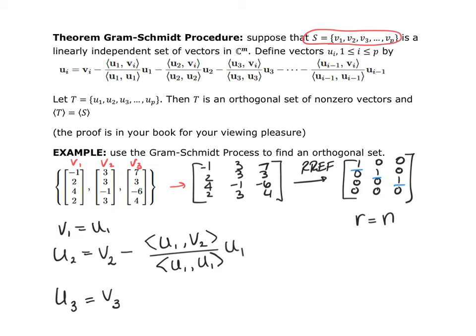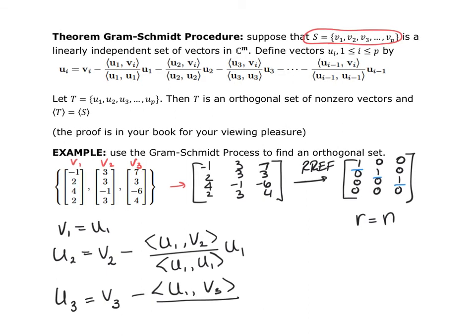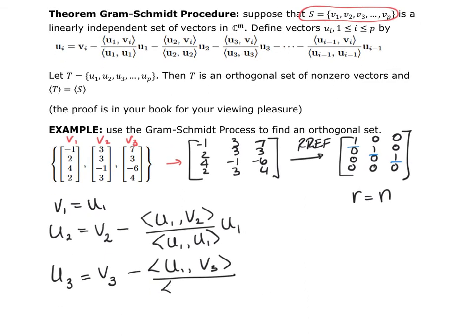minus U1 with its inner product with V3, divided by the inner product of U1 with itself. It's not crossed, it's the inner product. In other words, it's the modulus. And that's going to be multiplied by U1. And then again, U1 is the same thing as V1.